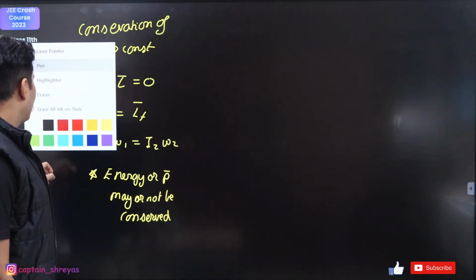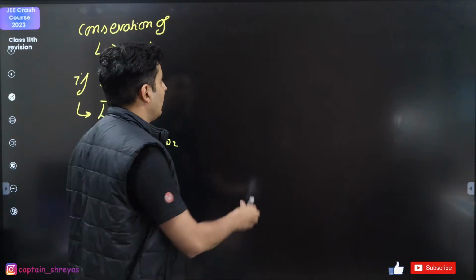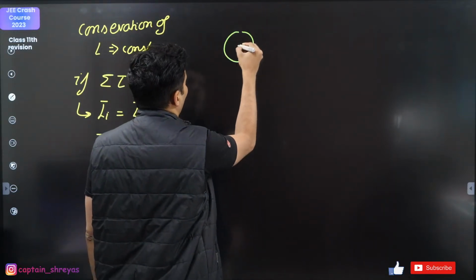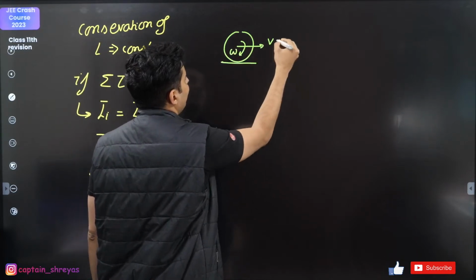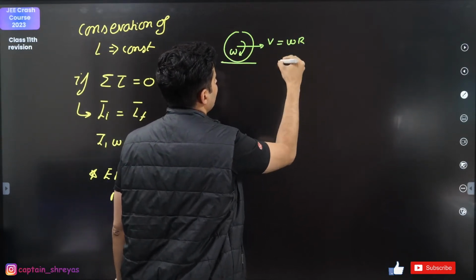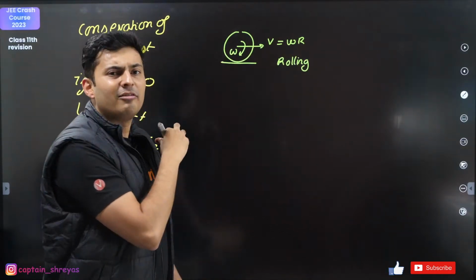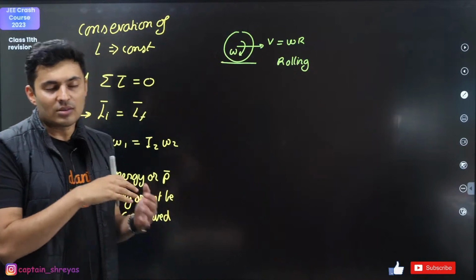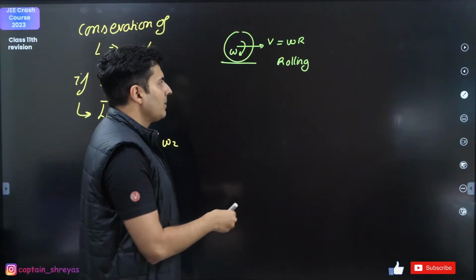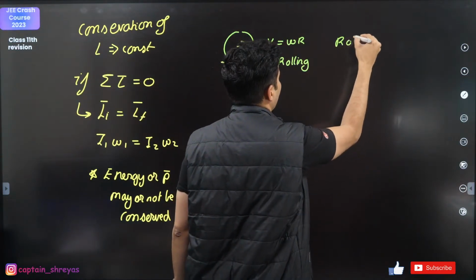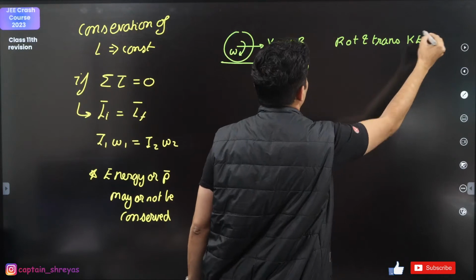Okay. Then you also have the concept of rolling, slipping and all of that. Remember, whenever you have a body which rolls, then V is equal to omega R. This is only in the case of rolling, but if it slips, then V is not equal to omega R. Okay? Just keep this in mind. This is the concept, and this will have both rotational and translational kinetic energy.